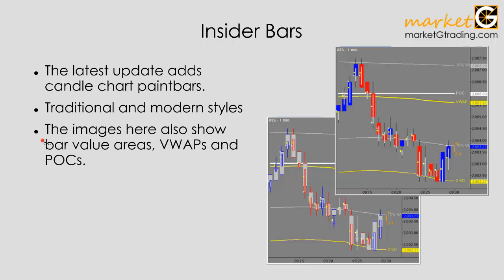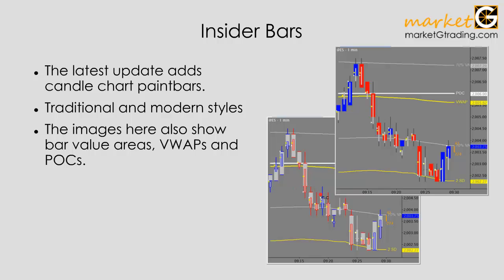The images here also show bar value areas, bar VWAPs, and points of control. The little gray vertical bars within the bars are bar value areas here. On the right chart, they're not outlined. On the left chart, they are. You can choose either way. These are set for 70% of the volume, but you can set them to whatever you want.